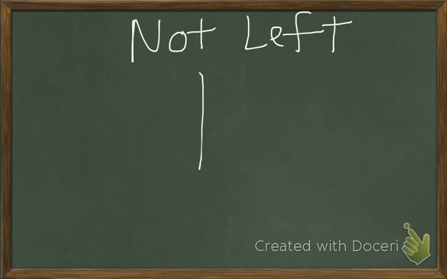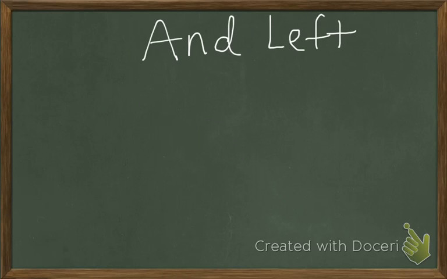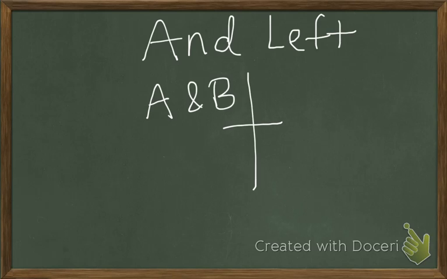So if the formula not A is true, well, then that means that the formula A is false. So that's the rule of not left. The second rule that does not require branching is the rule of and left. So if the formula A and B is true, well, then that means that A is true and so is B. Simple.